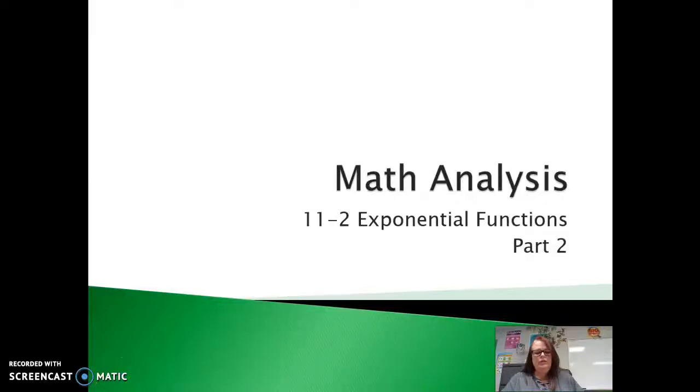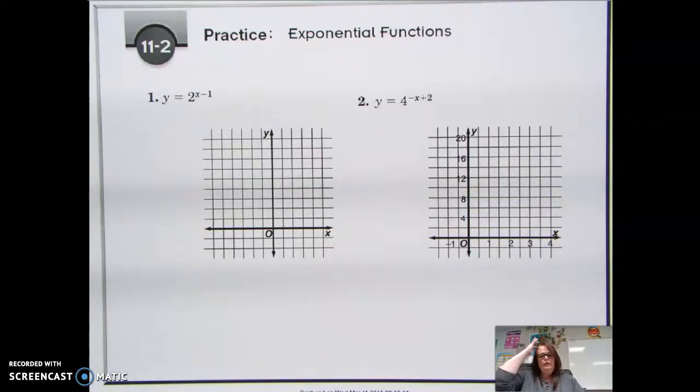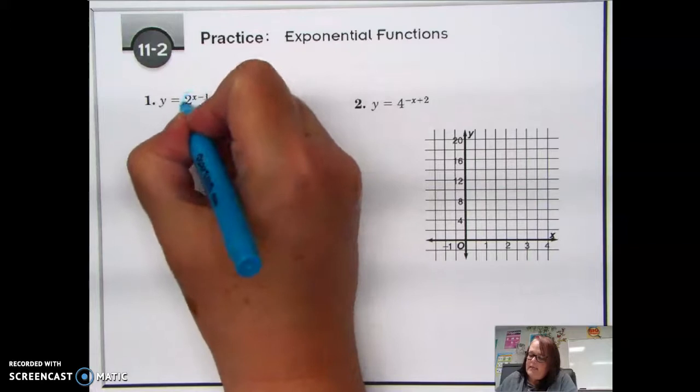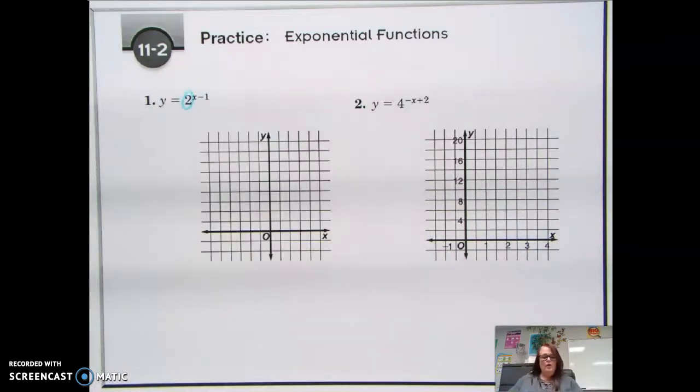So in part 2, we're going to use the ideas of those families of graphs in order to start actually graphing some of these graphs, remembering that we don't want to use an XY chart. We want to use the idea of families of graphs to do this. Okay, so if we take a look at the first graph, you'll notice that the base of 2 is the same as the base of that parent graph we had on the previous page.